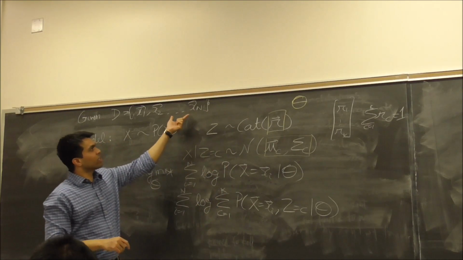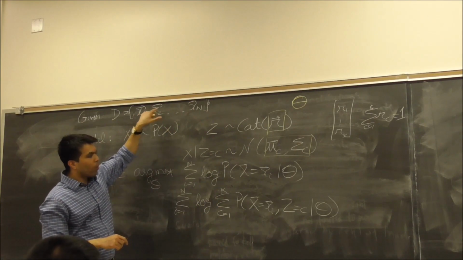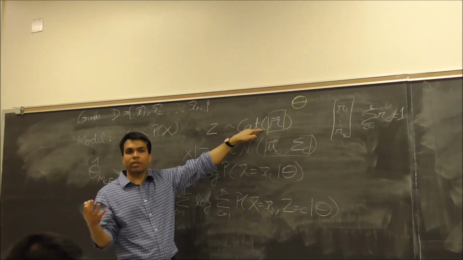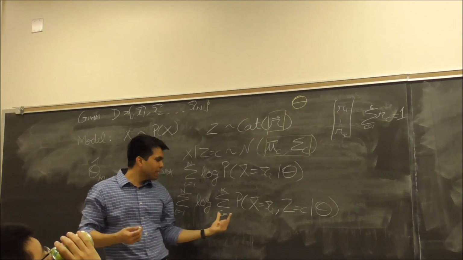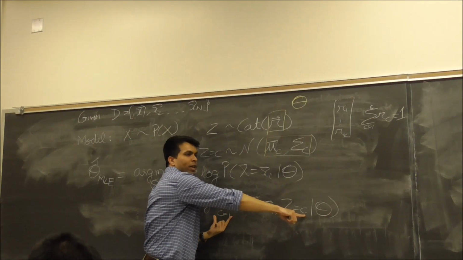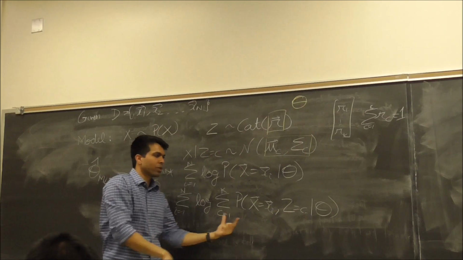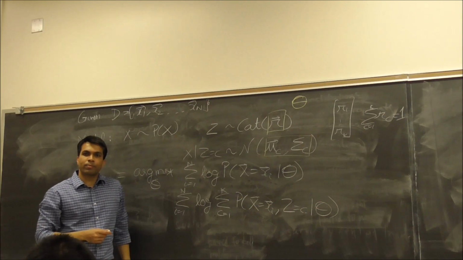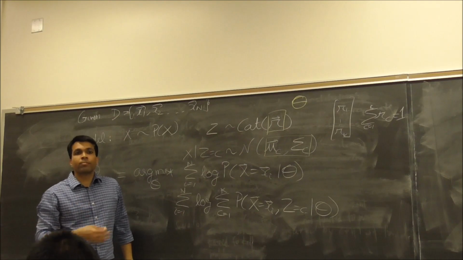If someone had given us a data set where it was xi comma zi, if someone had told us, magically, what Gaussian or what cluster each data point comes from, then we wouldn't need this sum. Right? We would know what the right answer here is, so this sum would vanish, and this would factorize into two separate terms.